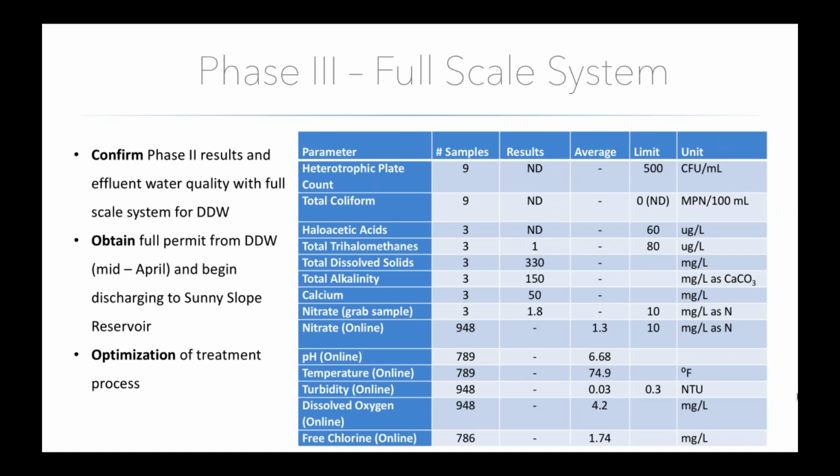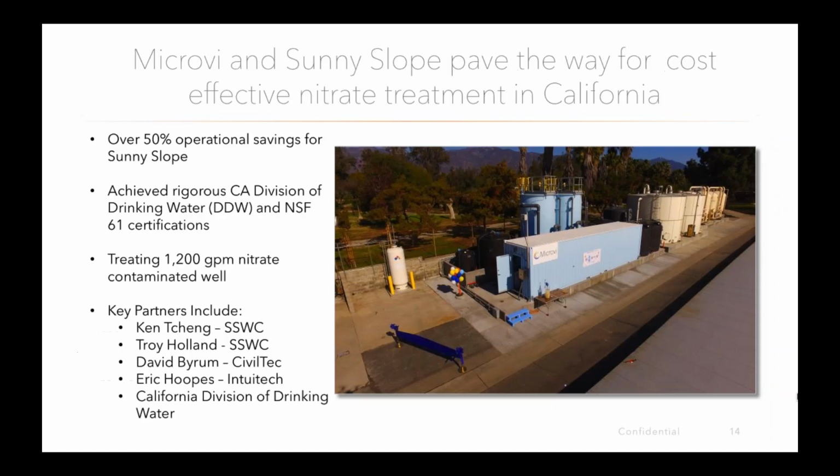So we did that very same thing. The first 30 or 60, 90 days, we took very intense sampling to showcase that what was achieved in the pilot is also being achieved on the full-scale system. And all that was done with very satisfactory results, and we were awarded essentially a license to be able to operate this system and go into distribution.